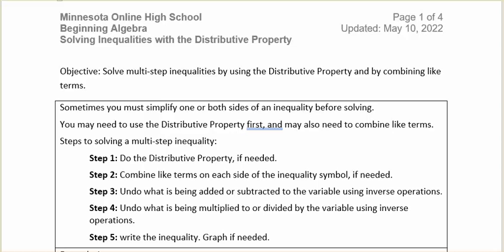This is Ms. DB. In this video, we are going to look at how to solve inequalities with the distributive property. So sometimes we have to first simplify one or both sides of an inequality before solving. And one of the things you might have to do in simplifying is to use the distributive property. You might also have to combine like terms.